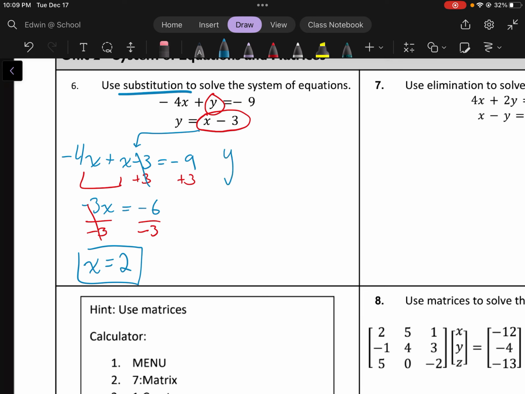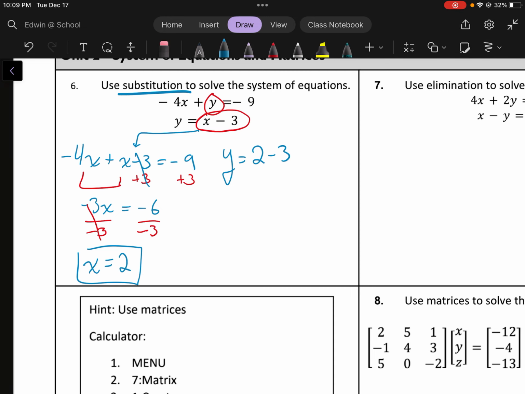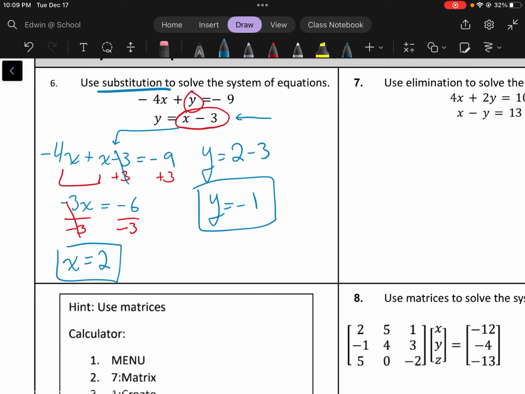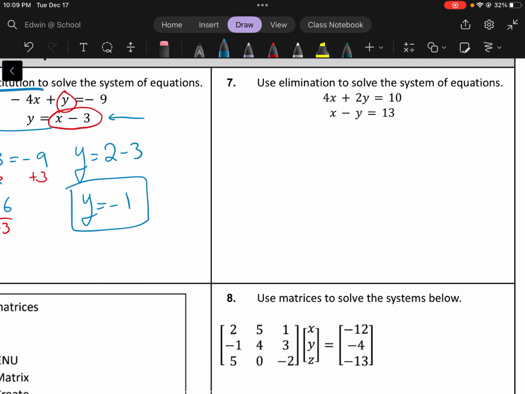Now the way to solve for the remaining variable y is we just want to plug this into any of the equations. In this case, I'm going to plug x equals 2 into the second equation. This one right here. Because now we know x is equal to 2. So we just do that simple calculation. We get y is equal to negative 1.